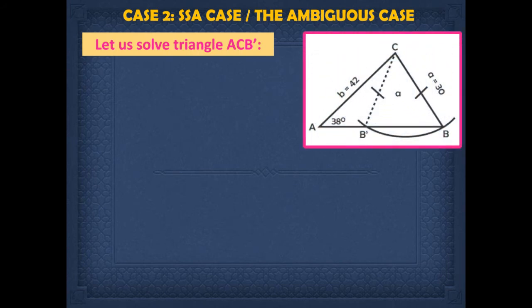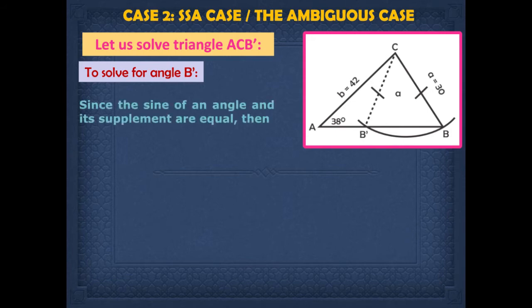So let us try. First, let us solve for angle B prime. Now, since the sine of an angle and its supplement are equal, I hope you're able to figure this out from activity 1.3, which I ask you to answer in your printed module. From there, you will find that the sine of an angle and its supplement are equal.